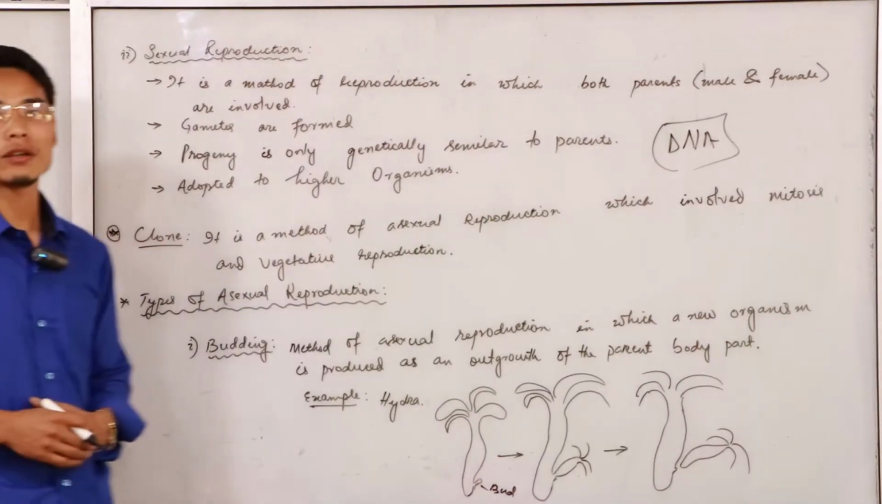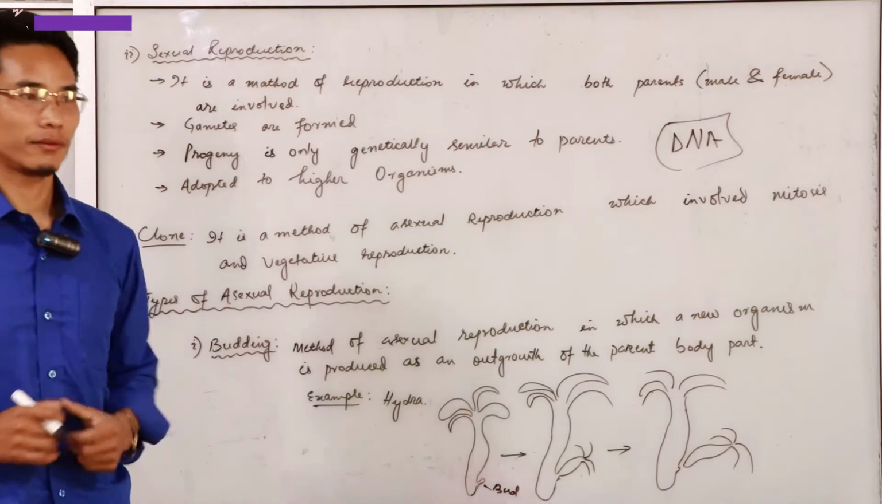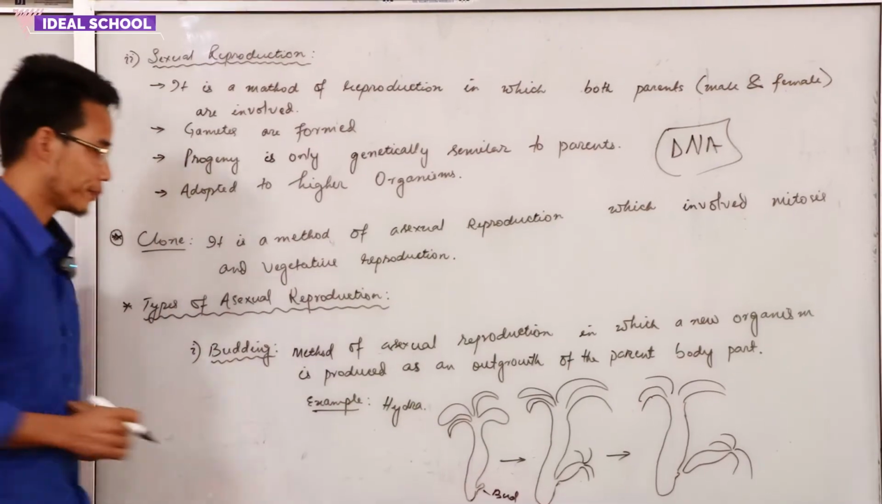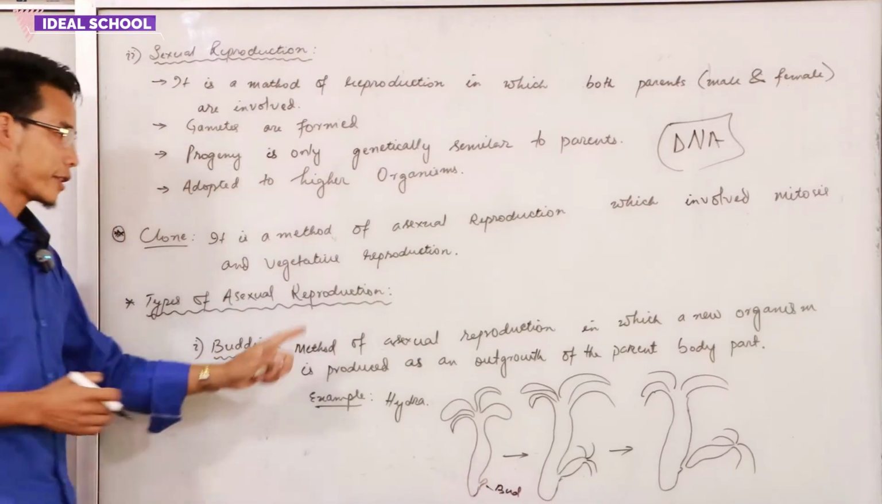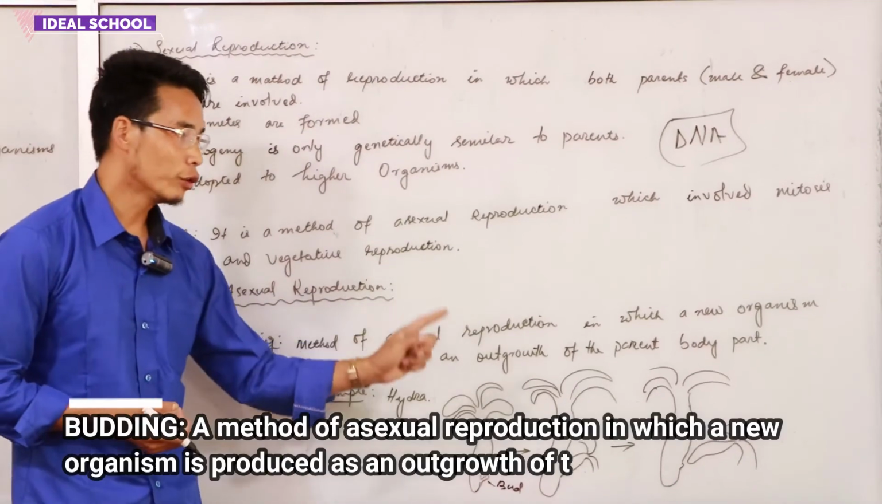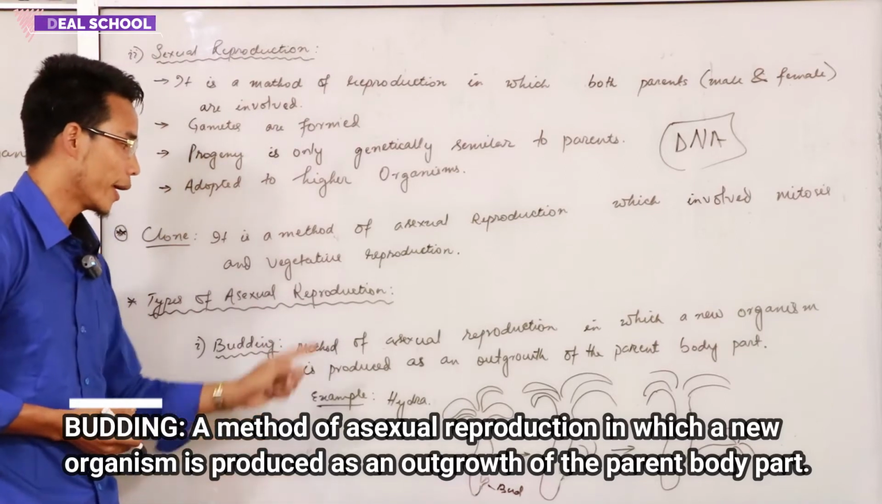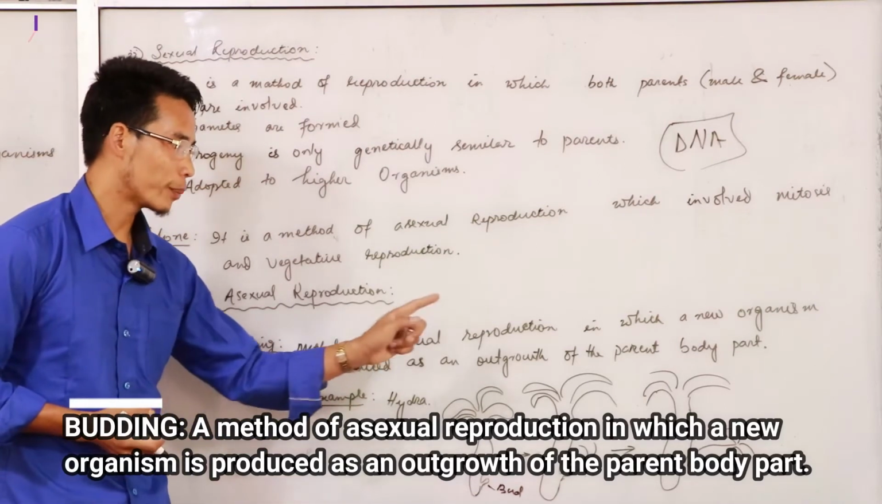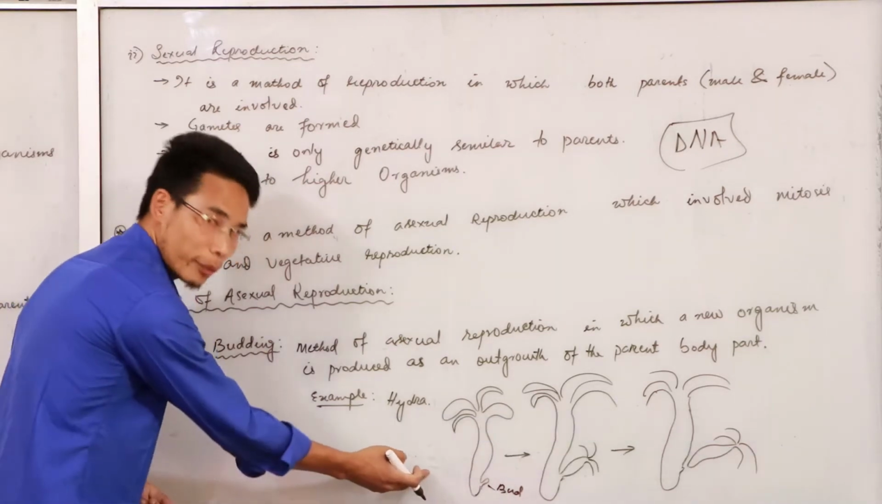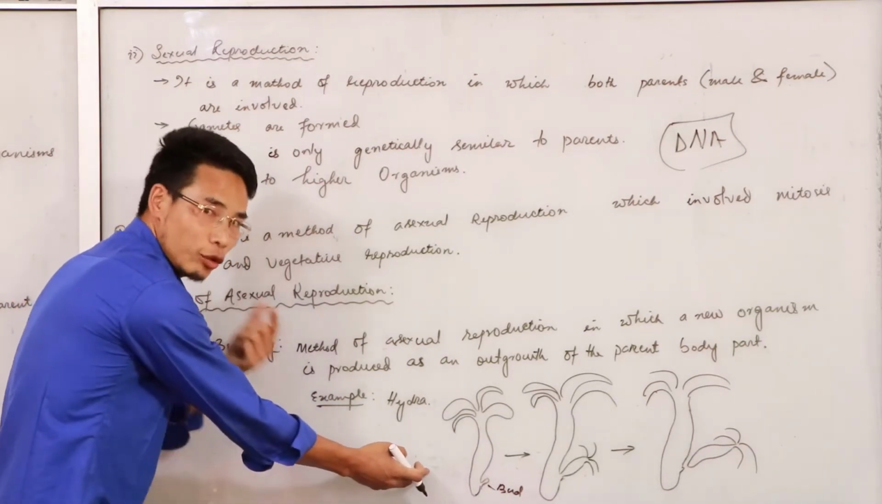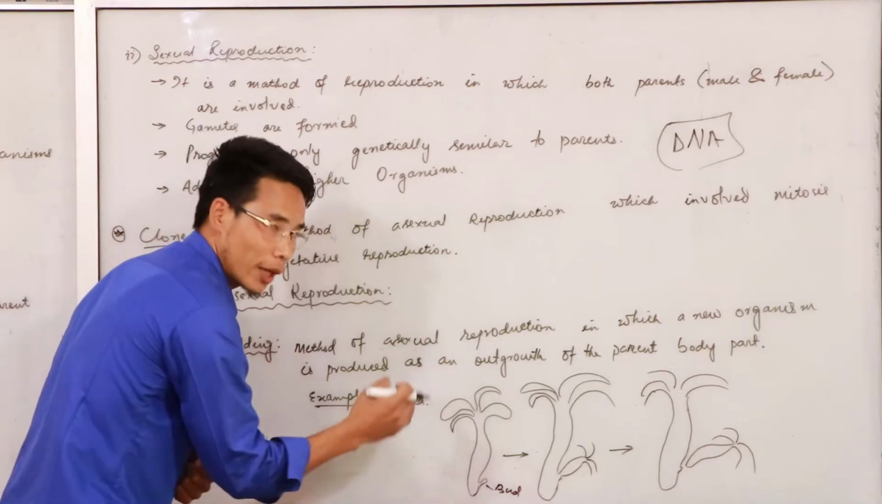Bud. In our local dialect, we call it amit. Budding is a method of asexual reproduction in which a new organism is produced as an outgrowth of the parent's body parts. It is a type of asexual reproduction in which new organisms are produced from the body of the parents.